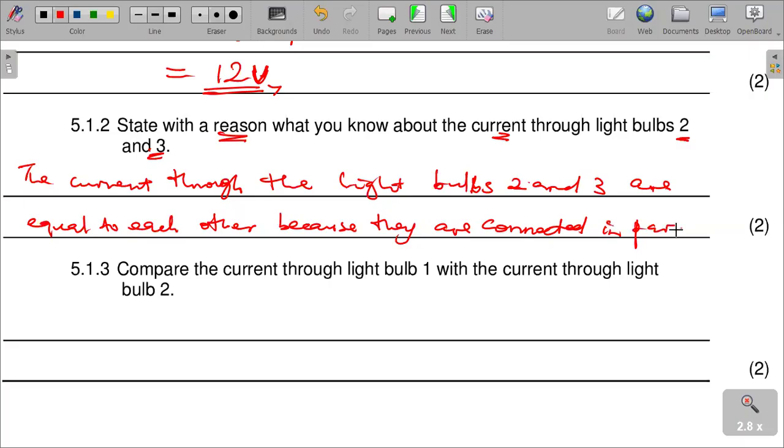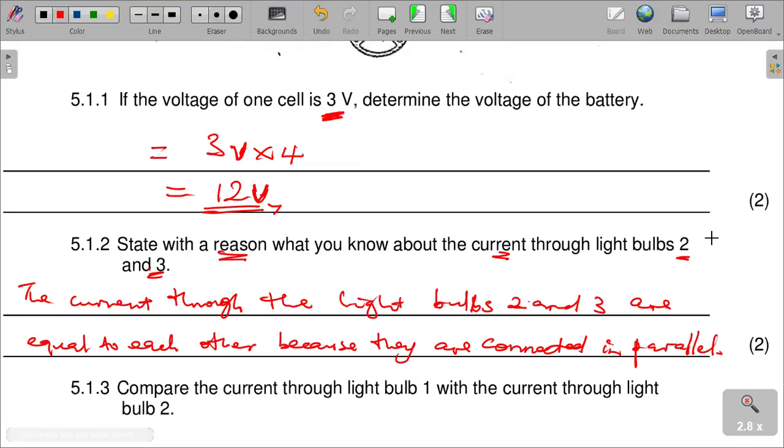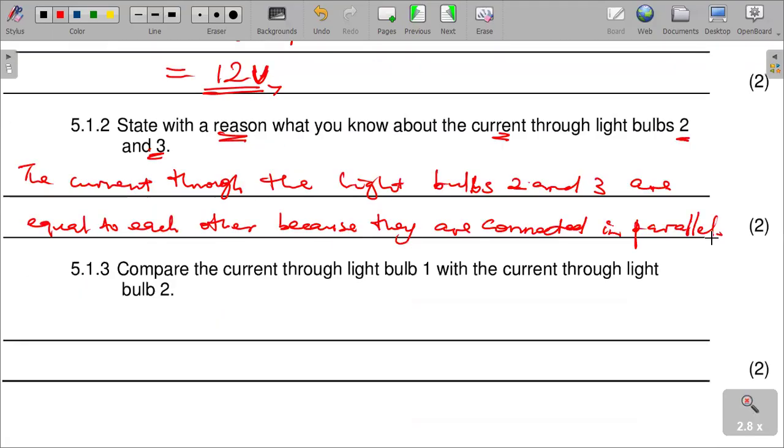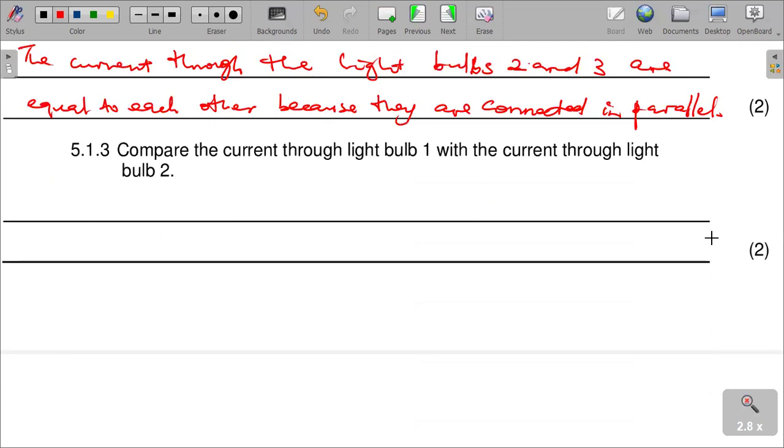That is what we know about light bulb 2 and 3. So what we are saying is that the current through the light bulbs 2 and 3 are equal to each other because they are connected in parallel. That is what we know about those light bulbs 2 and 3, which you are seeing here. The current that is flowing through each of them is equal because they are connected in parallel.